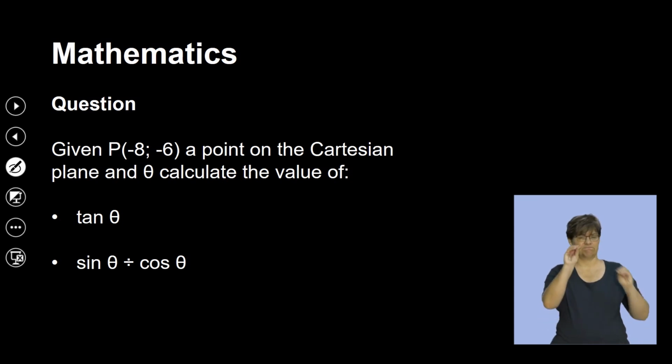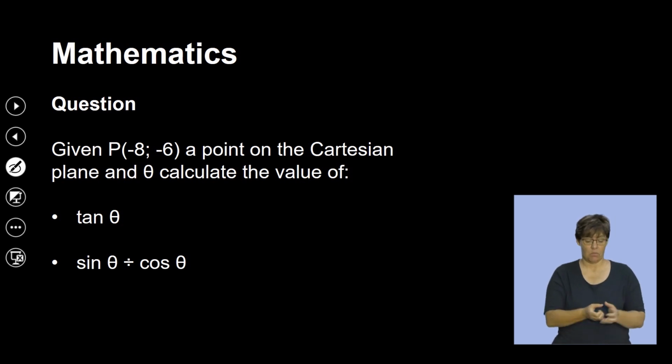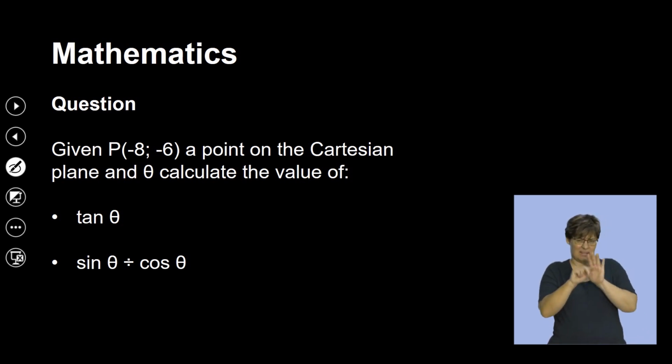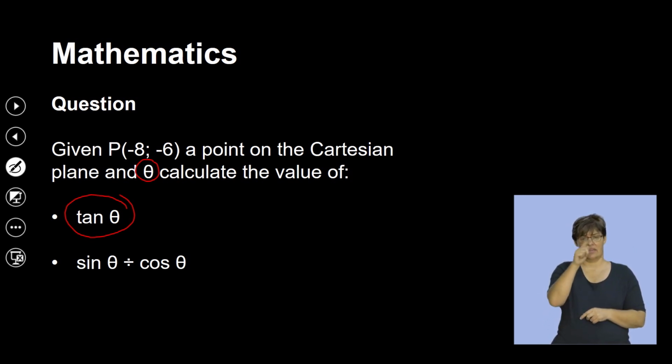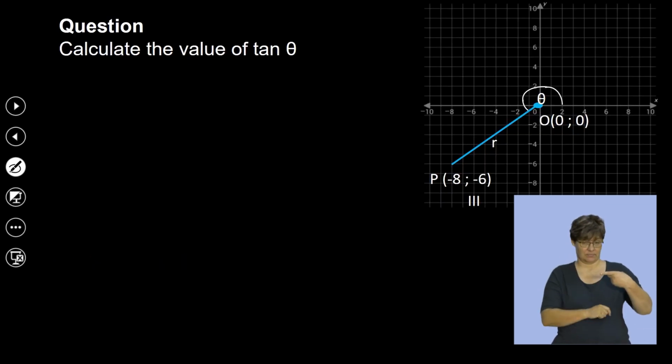Now, let's try and put this into perspective with a specific question. Given P, which is (-8, -6), a point on the Cartesian plane, and theta on the Cartesian plane, calculate the value of tan theta and calculate the value of sine theta divided by cos theta. Right? So let's start with the first one.